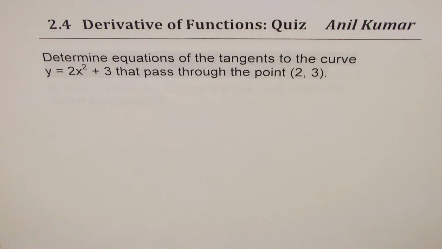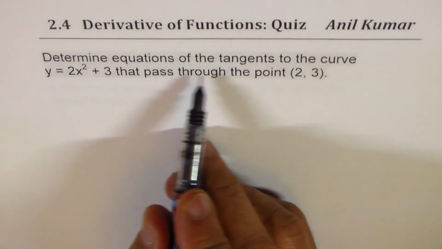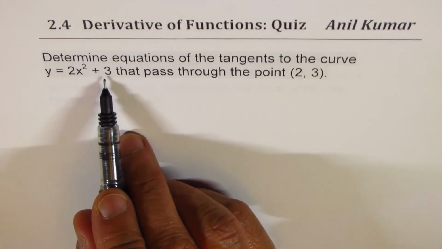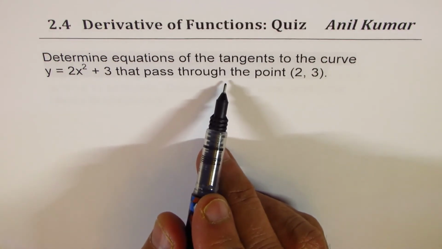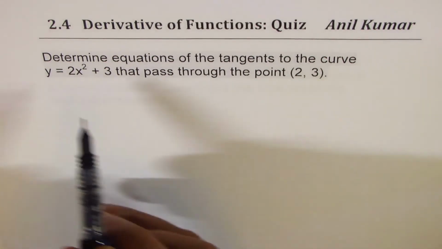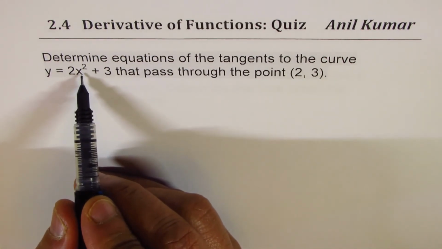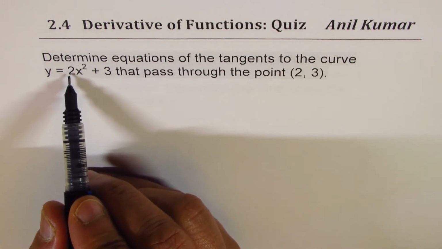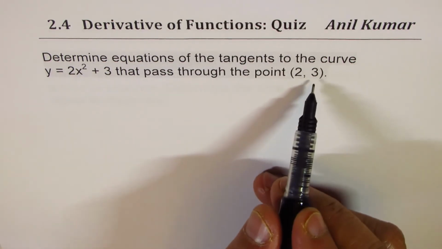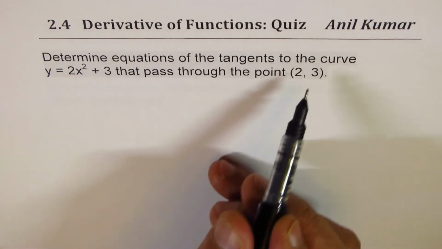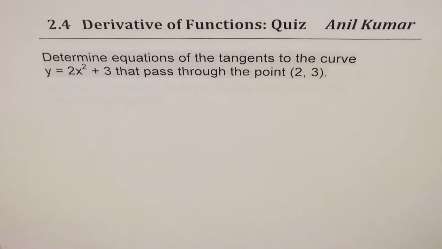Now we have to find the equation of the tangents to the curve y equals 2x squared plus 3 that pass through the point (2, 3). Now if I substitute 2 here, what do I get? 2 squared is 4, 4 times 2 is 8, I get 8 plus 3, 11, I don't get 3, right? Whatever I substitute for x except 0, I don't get 3, perfect?